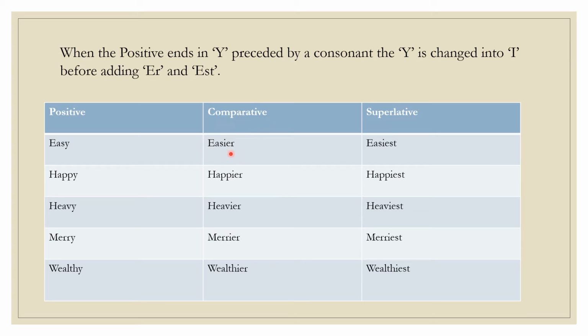In the comparative you will put ER, so the word is easier. In the superlative the Y changes to I and you will write EST. So the word becomes easiest. So easy in the positive, easier in the comparative, and easiest in the superlative. Some more examples. Happy, happier, happiest. Heavy, heavier, heaviest. Merry, merrier, merriest. Wealthy, wealthier, wealthiest.